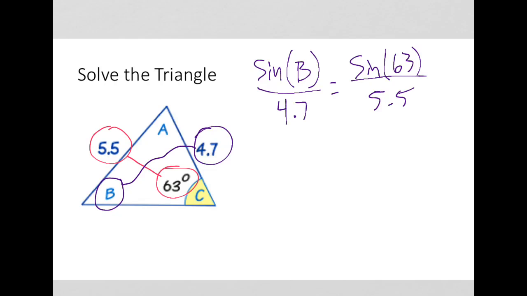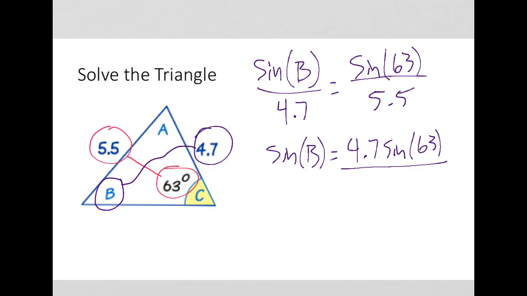And I can rearrange this as the sine of angle B equals 4.7 times the sine of 63 divided by 5.5. And if you do 4.7 times the sine of 63 and divide it by 5.5 in your calculator and get a decimal as an answer, you will be like, wait, why is that angle so small? Well, you're forgetting that that is the sine of B. That is not B itself. It is the sine of B.